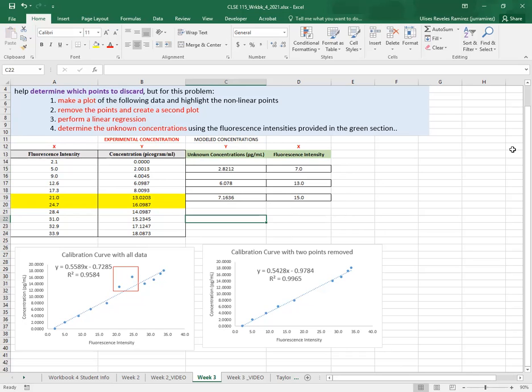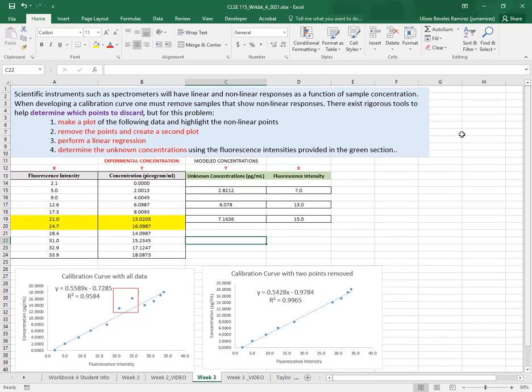Okay, so you can use this to solve other problems. Just check that your numbers may be different and that you may discard other points.